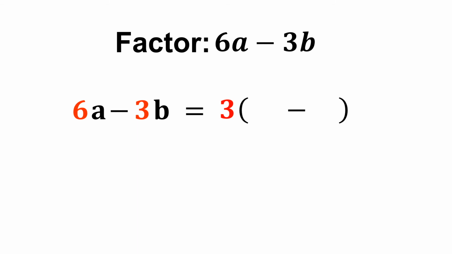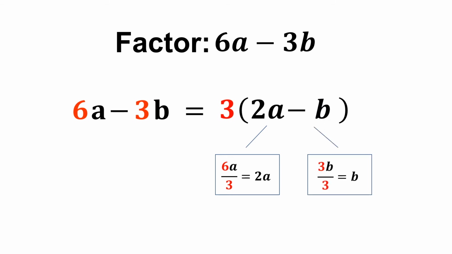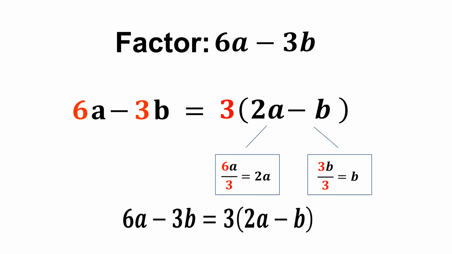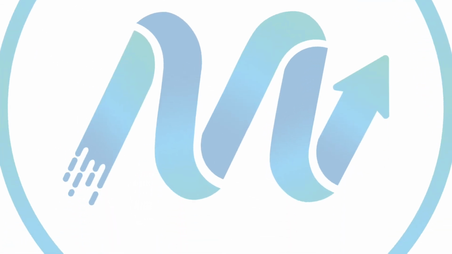Take note that a minus sign is between the terms 6a and 3b. Thus, the binomial factor must also have a minus sign. To find the terms of the other factor, we divide each term of the given binomial 6a minus 3b by the common monomial factor 3. 6a divided by 3 is 2a, and 3b divided by 3 is b. Hence, 6a minus 3b is equal to 3 quantity 2a minus b.